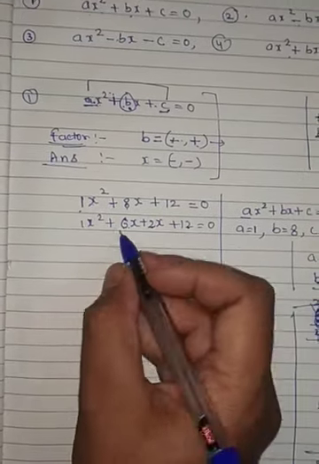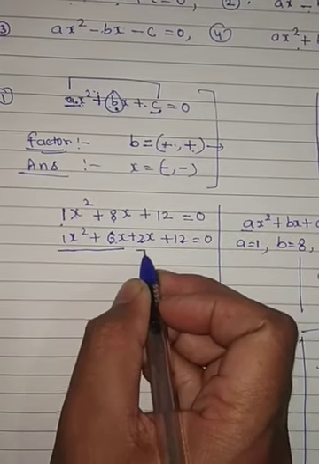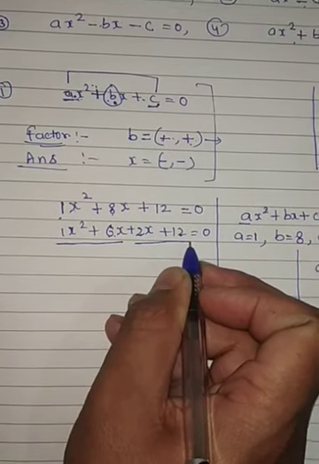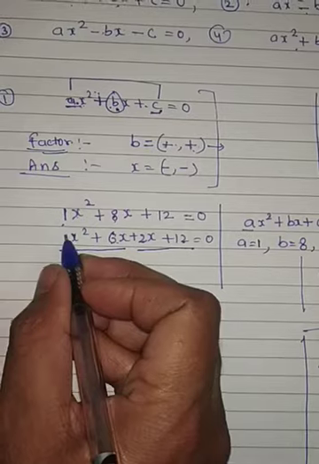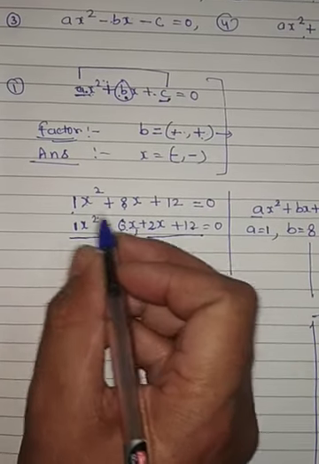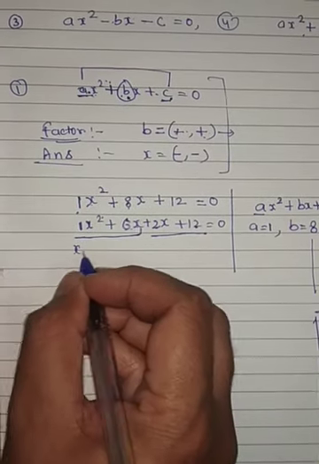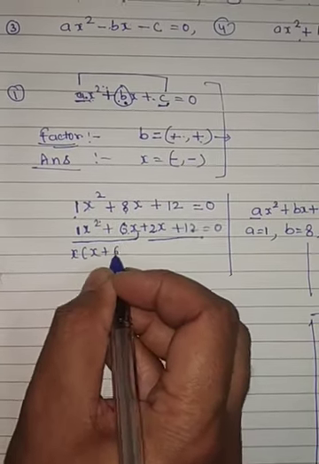Understood or not? What will I do next? I will underline this term and this term. See here, from the first 2 terms, x² and 6x, take whatever is common, and leave the rest. So I can see here x will come common, then I can write x plus 6 only.